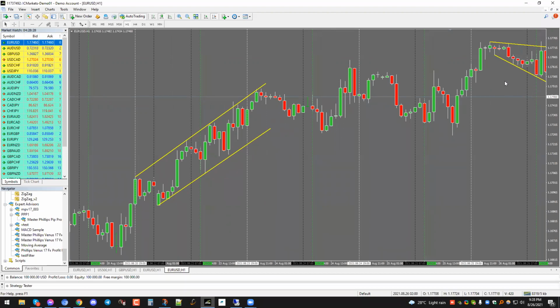So everyone knows this pattern is a bullish pattern because it's an, oh, someone tell me, what is it? What pattern are we looking at?